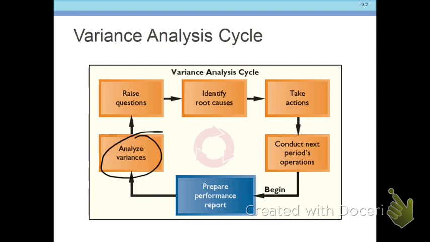And we're going to analyze those variances to see if they raise any questions. Why are they different? And are there any causes that we can take action on so that those variances don't occur in the future? So that's the whole purpose of Chapters 9 and 10.